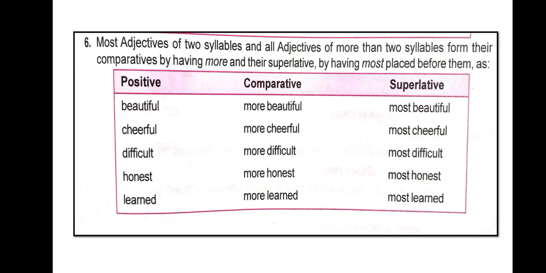Beautiful, more beautiful, most beautiful. It is an adjective of more than one syllable, so that is why we don't use er and est. We have to add more before the adjective in the comparative and most in the superlative. Cheerful, more cheerful, most cheerful. Difficult, more difficult, most difficult. Honest, more honest, most honest. Learned, more learned, most learned.